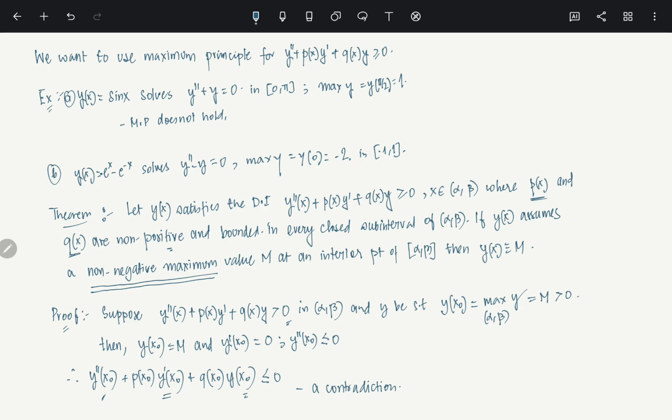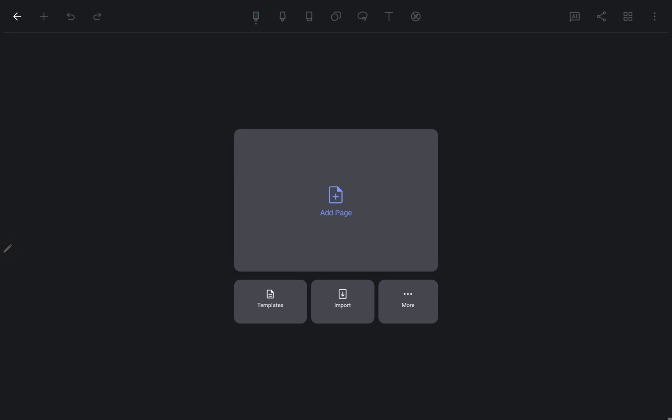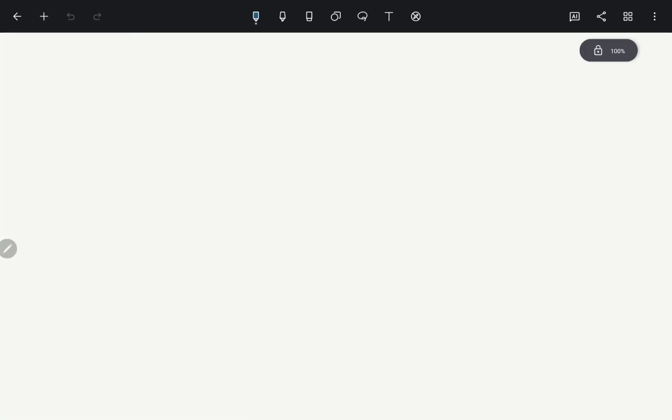Is this okay? So if it is strictly positive, then there is something fishy going on, and we cannot have this assumption. So basically, what it is saying is y of x has to be constant, identically equal to M.